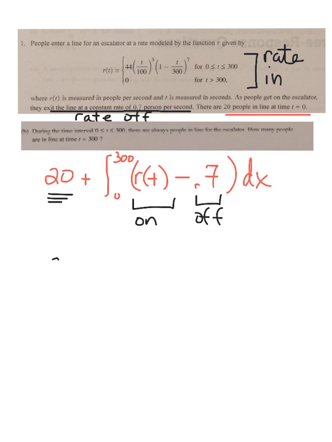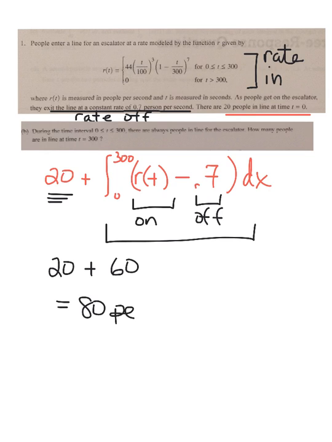All right, so you have the 20 over here, plus, and then what did you get when you put all of that in your calculator? You should have gotten 60. So that would be a total of 80 people.